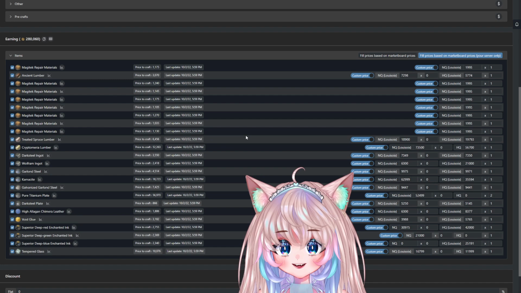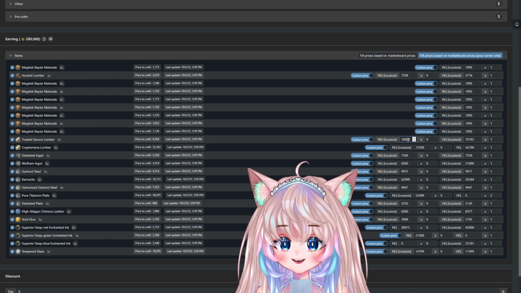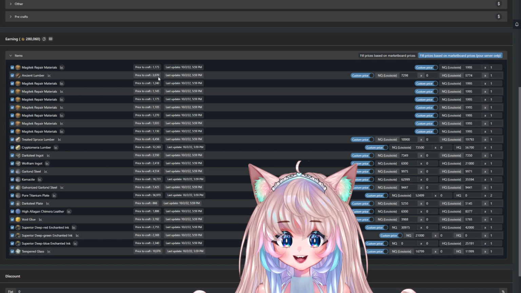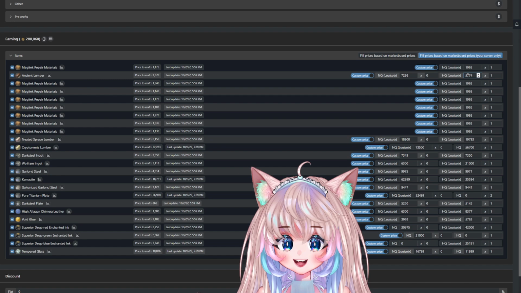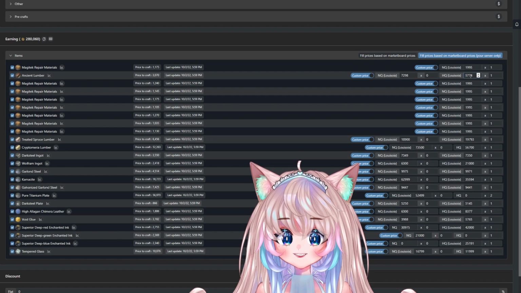Now what else do we have here? The treated spruce lumber, craftable at 6.4k, sellable at 18,000 at normal quality or 19,000 at high quality. The ancient lumber, craftable at 3k, sellable at 7.2k, but I would tend to look at the lowest price here, because that's actually what people are buying. Whether it would be normal quality or high quality, it doesn't really matter for these items. 5.7k is the price you'll be selling at. But that's not even the best one.